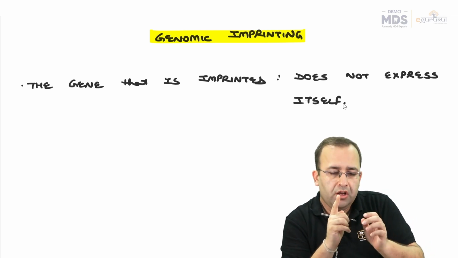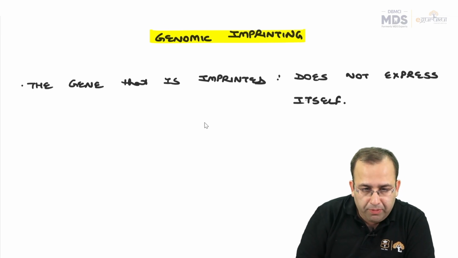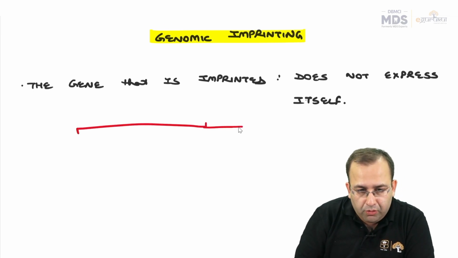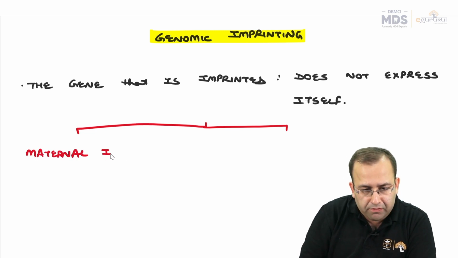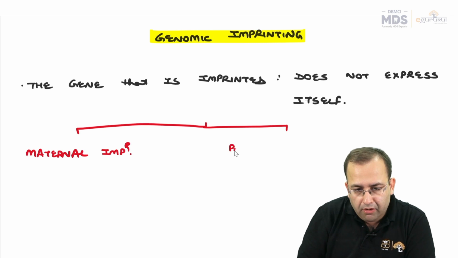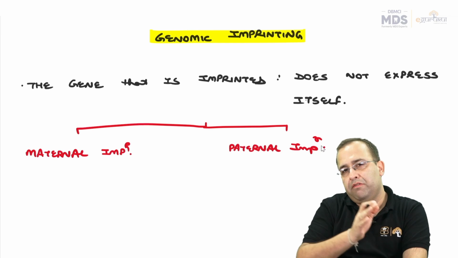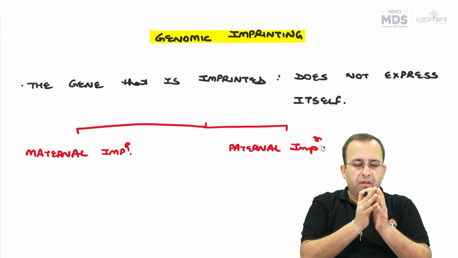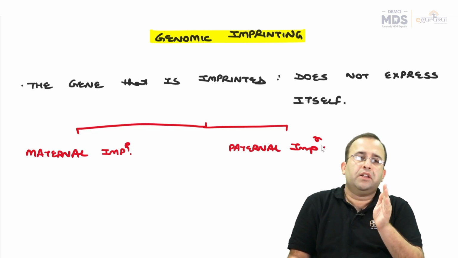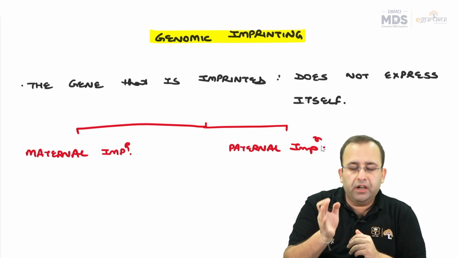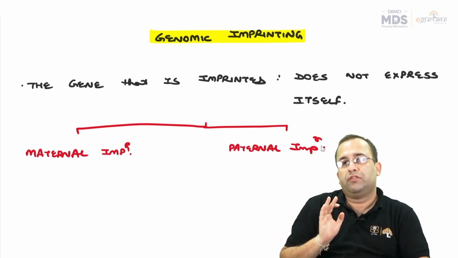The gene that is imprinted, जो gene imprint हुआ है, it does not express itself. What does it mean? Genomic imprinting, देखो बच्चे, it is of two types. That is maternal imprinting. We will write everything below this flowchart. Maternal imprinting versus paternal imprinting. Maternal imprinting matlab gene of the mother is physically present, but it does not express itself. Paternal means gene of the father is physically present, but it does not express itself.